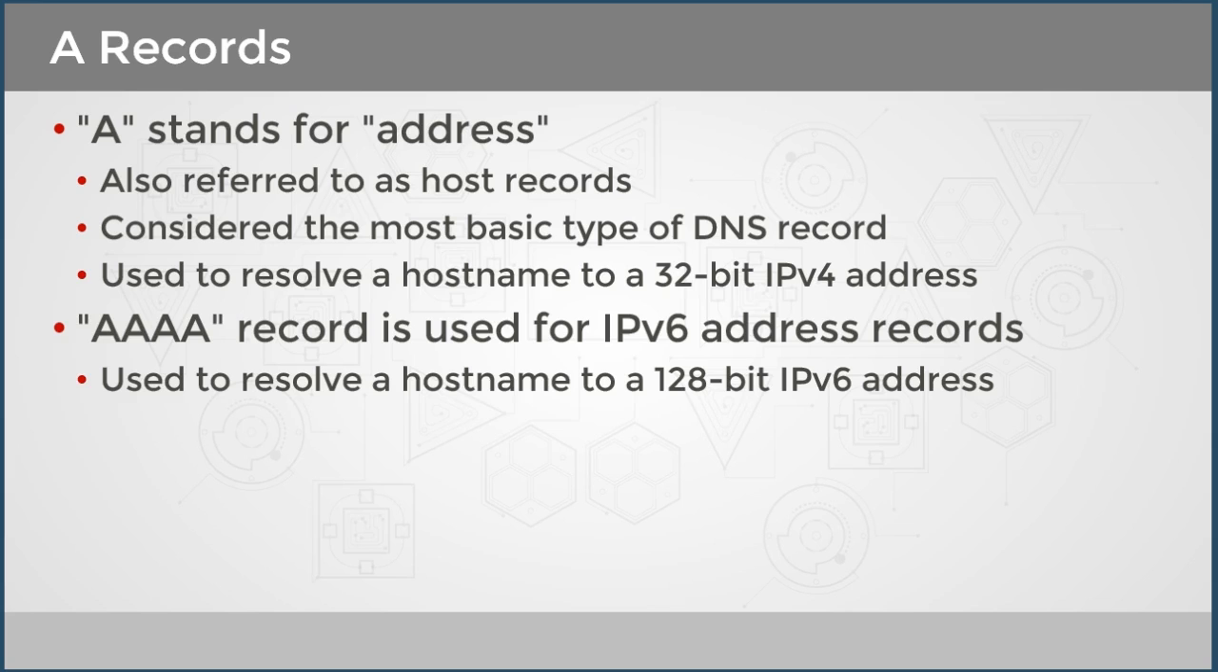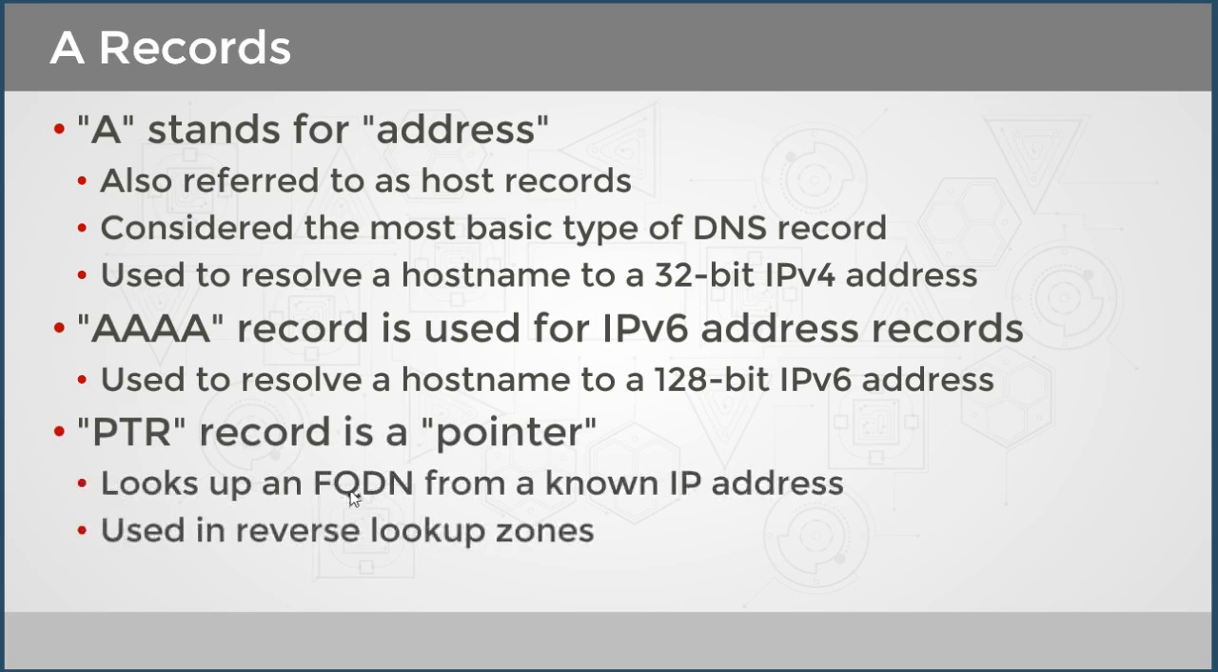The inverse of the A record is the PTR, or pointer record. These are stored in reverse lookup zones so that a DNS name can be retrieved from a known IP address. This is sometimes used to validate that the source of a trusted domain's communication, such as email, is coming from the correct IP address for that domain.